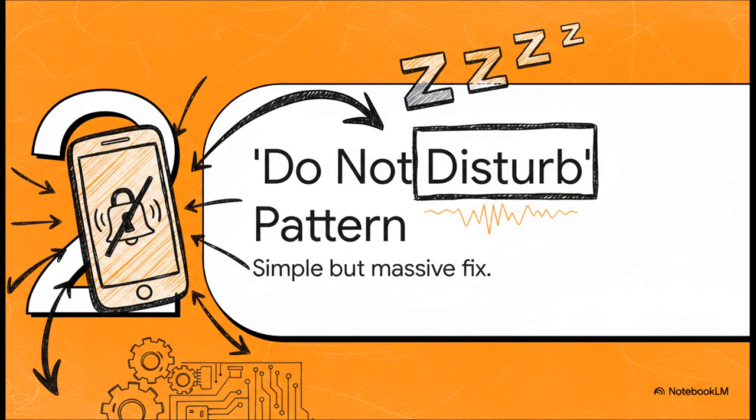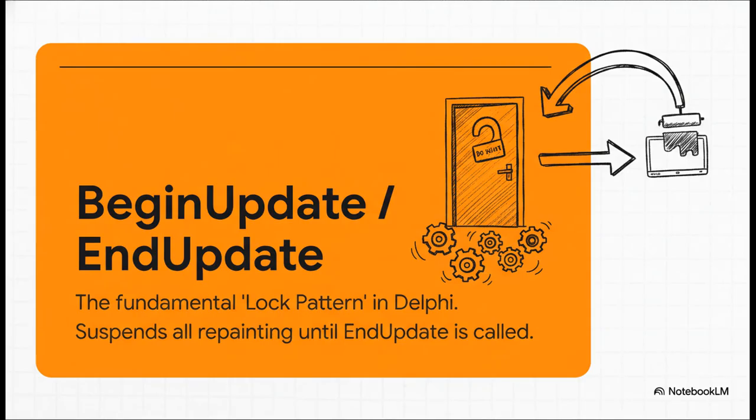Which brings us to the good part, the solution. Section 2 is what I like to call the do not disturb pattern. And trust me, it's incredibly simple, but the impact is absolutely massive. The heart and soul of this solution is BeginUpdate and EndUpdate. The best way to think about it is like putting a do not disturb sign on your component's door. BeginUpdate hangs up the sign. This tells the UI, hey, I'm about to do a lot of work. Just ignore everything until I'm done. You can then add, delete, or change thousands of items, and the UI won't even blink. Then, EndUpdate takes the sign down, and that triggers one single, super efficient repaint to show the final result.